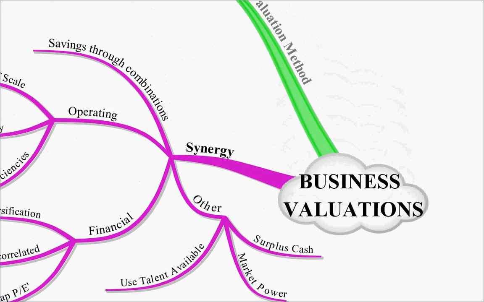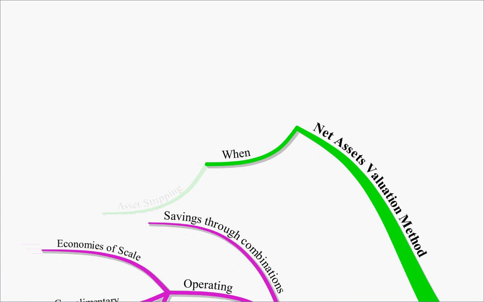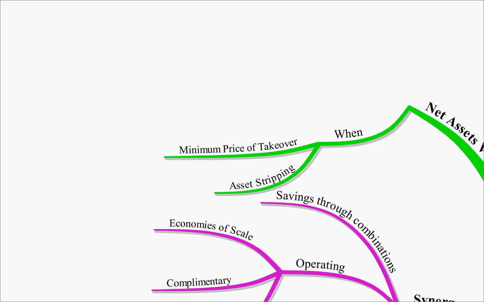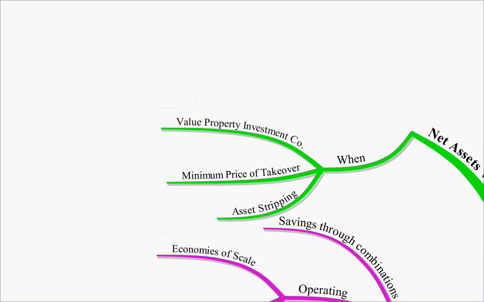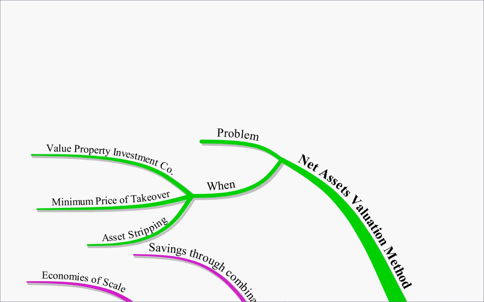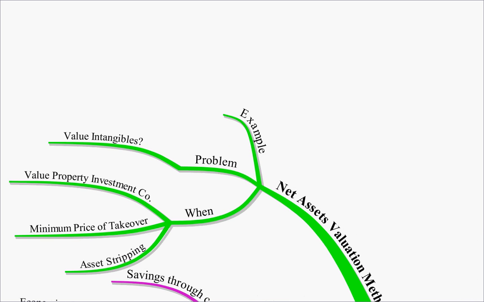How are you going to then value the business? Well, the first method is the net assets valuation method. Now we use this method when we are maybe asset stripping a firm, or as the minimum price during a takeover, or perhaps if you're valuing a property investment company whose only assets are the property investments. Problem with it though is the valuation of intangibles. If you've intangibles on your balance sheet, how are you going to deal with these? And we did an example of this in class.